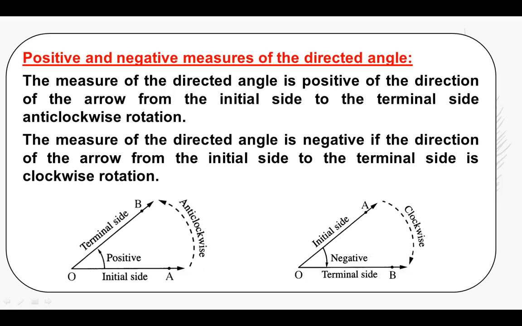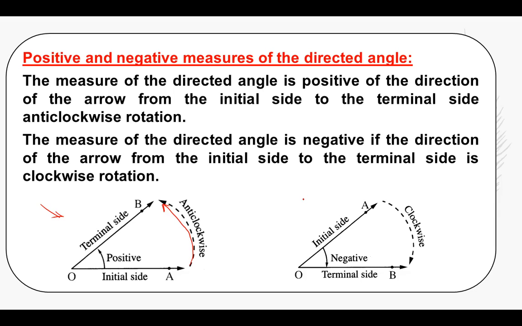So here in figure 1, you can see that the direction of the rotation from the initial side to the terminal side is anti-clockwise. This is anti-clockwise, from the initial side to the terminal side. So the measure of this angle will be positive. So we can write 30, 40, 50, or 60, or any measure.